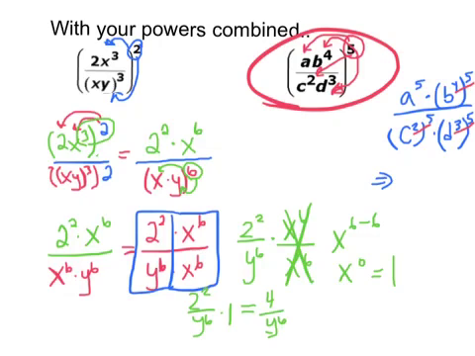So when I do all that together, I get a to the 5th power times b to the 20, over c to the 10th power times d to the 15th power. And now I don't have to worry about simplifying because I don't have any variables that have the same base.